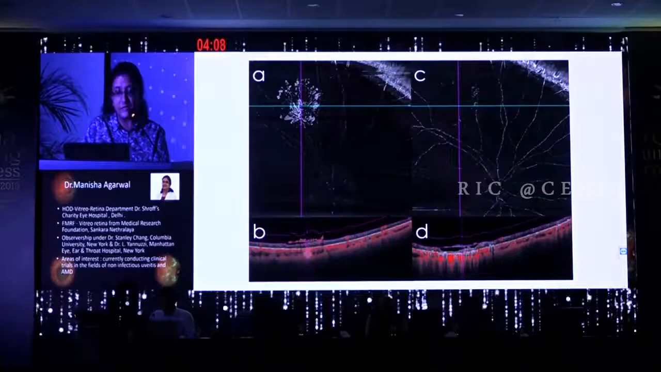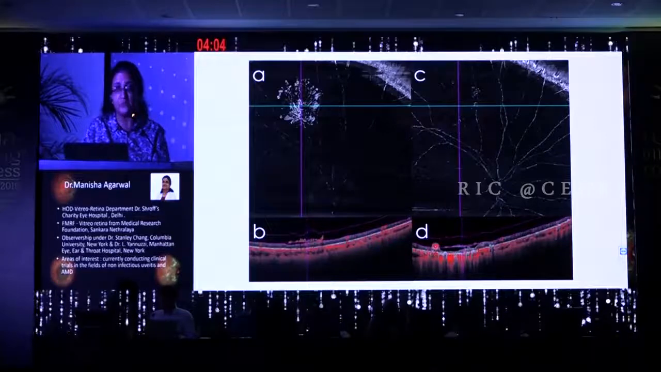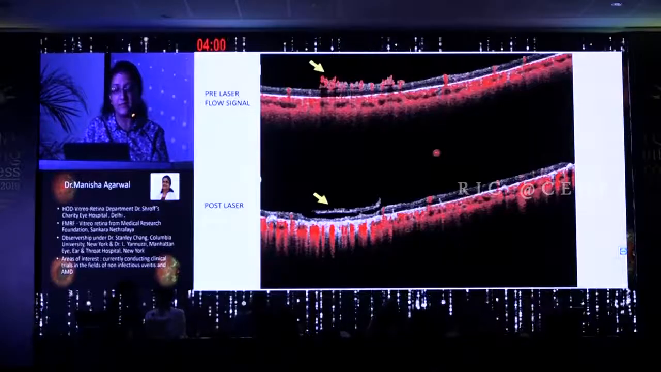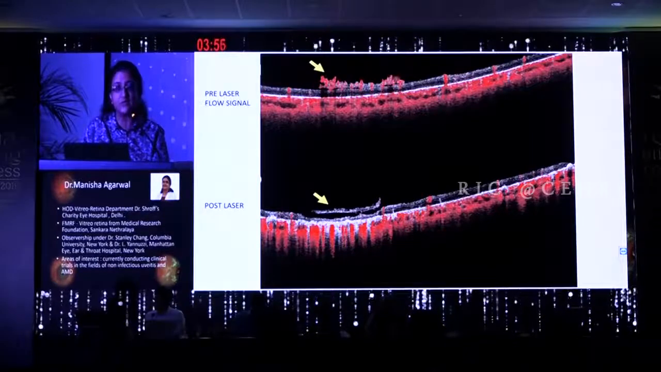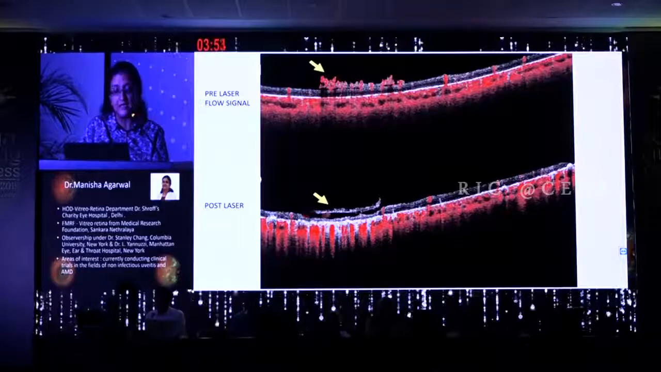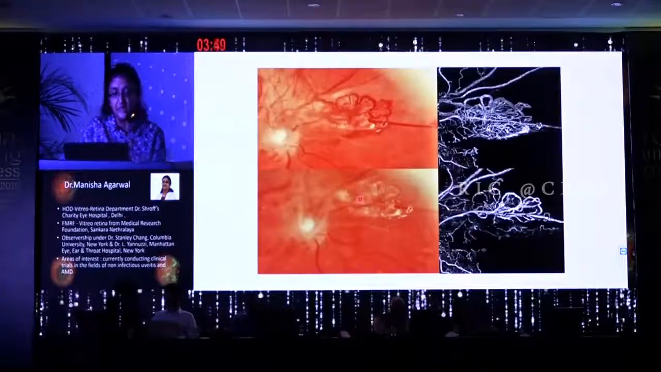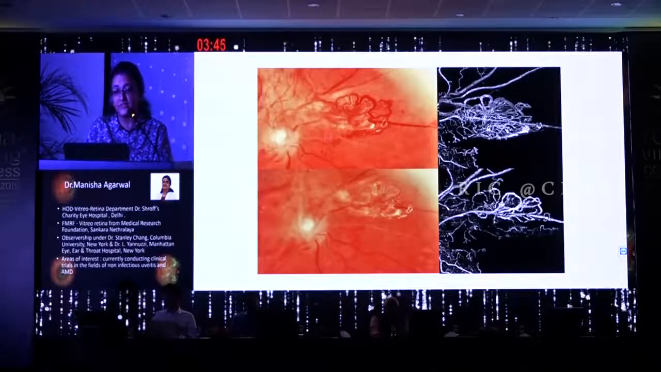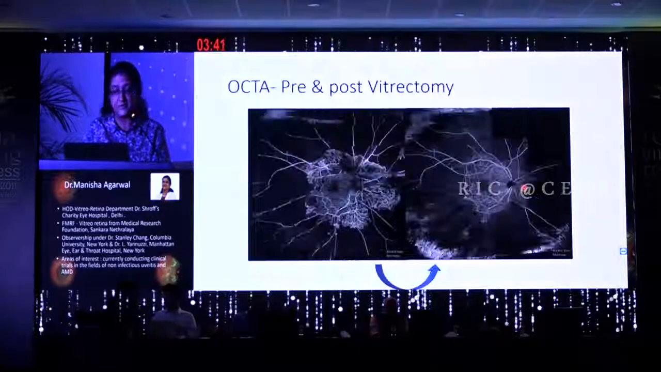And this again is showing that you are having the flow signals present above the ILM when the NVE was active, and the flow signals have disappeared. This is again on a higher magnification, you are able to see it better. Extensive flow signal above the ILM showing it's an active NVE, and that has completely gone, and there is a regression of the NVE. This again is a fibrovascular front over the disc before the treatment, and this again you see the regression after the laser treatment has been done.